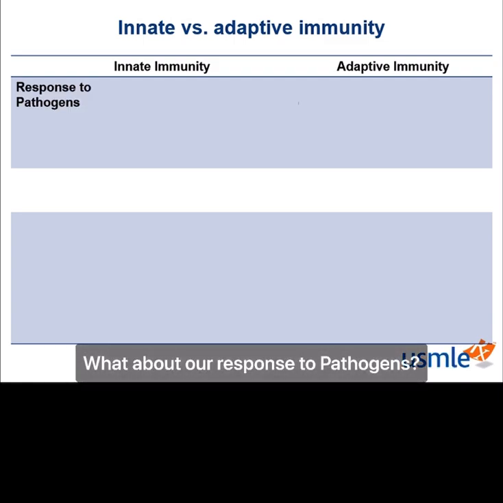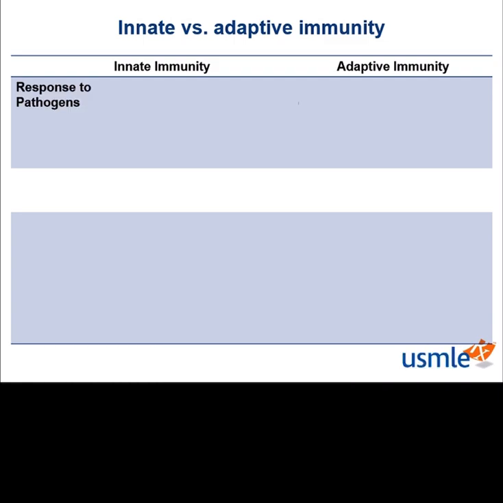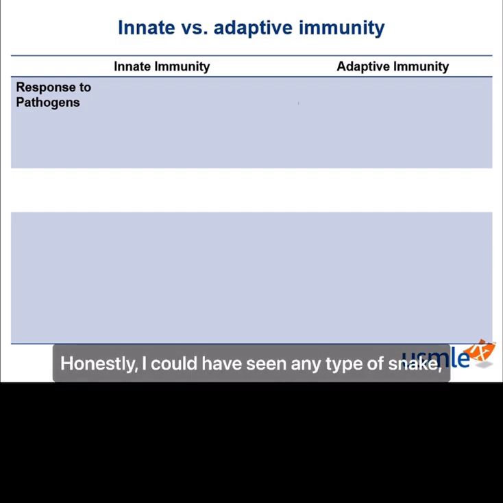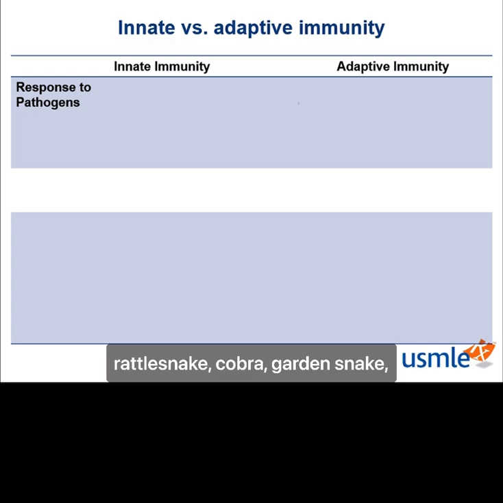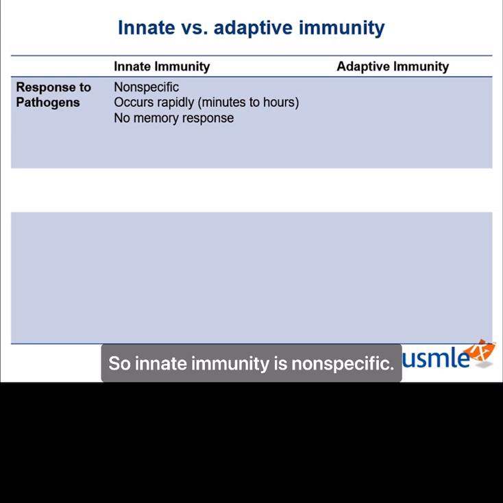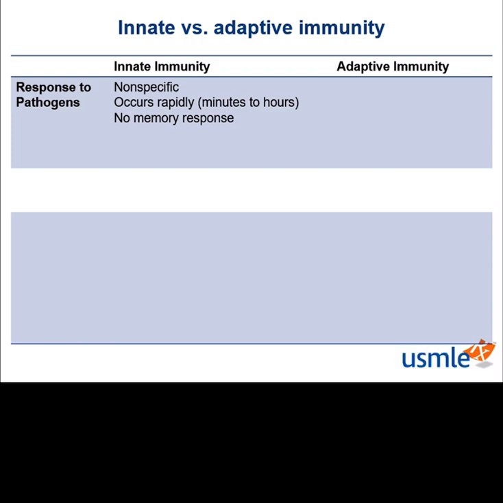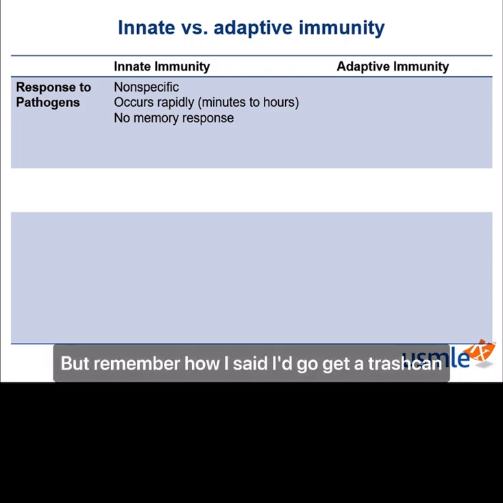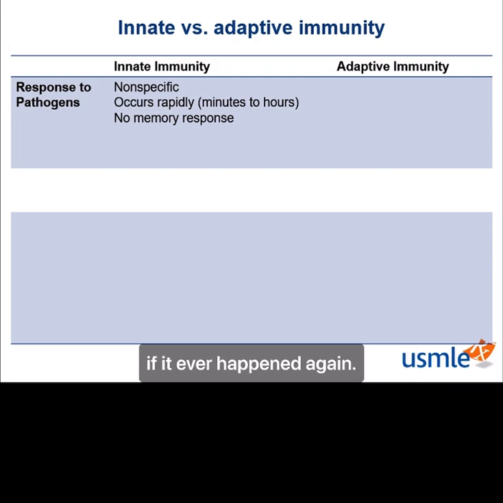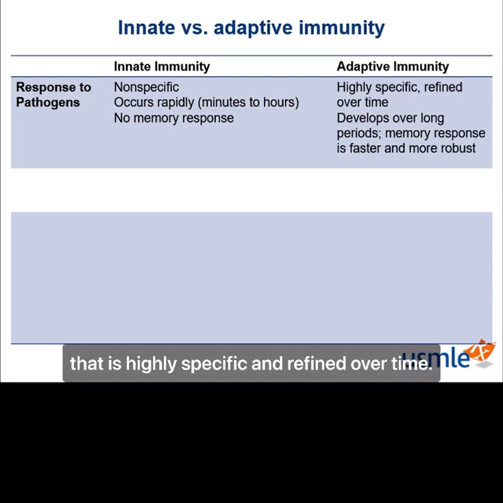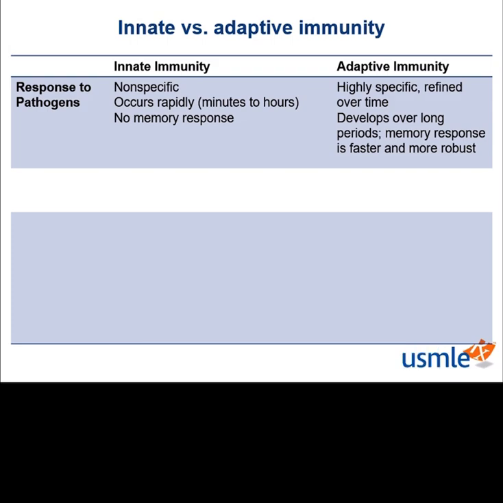What about our response to pathogens? Honestly, I could have seen any type of snake, rattlesnake, cobra, garden snake, and I still would have done the same thing. So, innate immunity is non-specific, it occurs rapidly, and it has no memory response. But remember how I said I'd go get a trash can to put next to me so I could cover it up if it ever happened again? That's what adaptive immunity is. Now I've got a defense mechanism that is highly specific and refined over time. It develops over long periods, and it has memory.